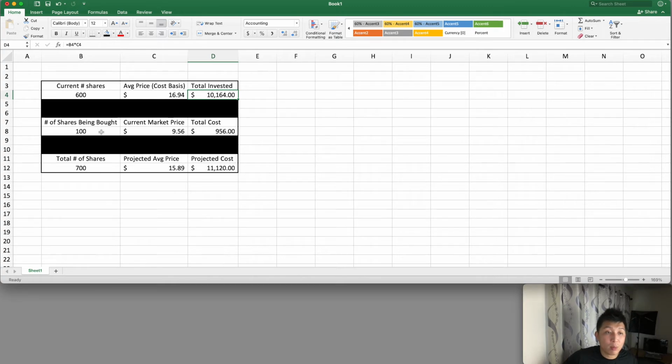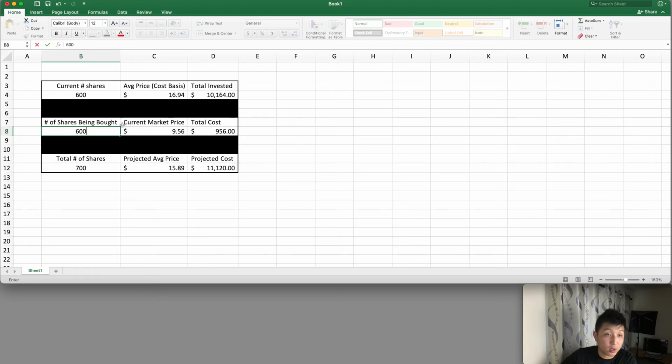Let's say you don't want to buy 100, you want to buy 600. And of course, this number will be simple to do, because if you were to buy 600, that's basically going to bring down your average cost price in half. So let's say 600 right over here. And the current market price is $9.56. So it should be the average, the halfway point between 16.94 and $9.56.